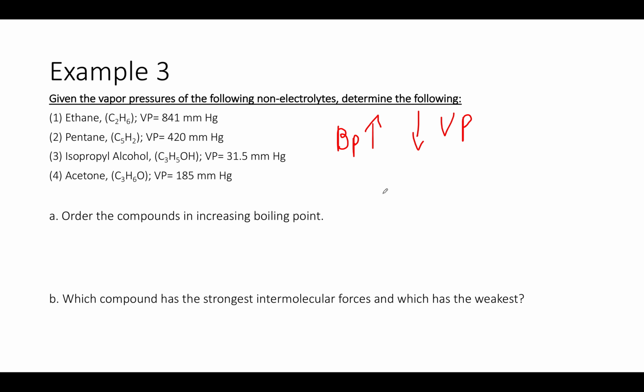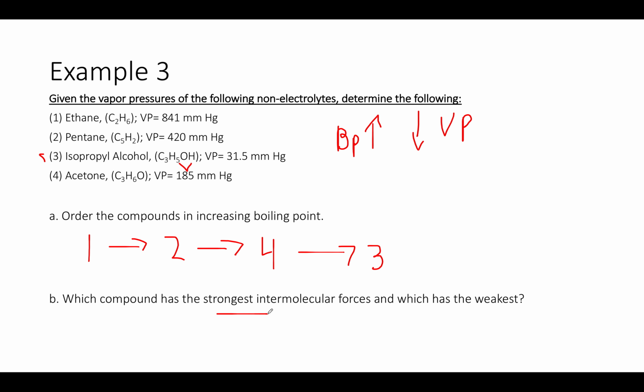So the lowest vapor pressure here is isopropyl alcohol. So this will have the highest boiling point. So if I'm ordering them accordingly to that, the lowest boiling point would be ethane, which is number 1. Next would be pentane, number 2. Next would be acetone, number 3. And finally, the highest boiling point would be isopropyl alcohol, number 4. Also notice intermolecular force strength-wise, here you have a hydrogen bond, a pretty strong hydrogen bond. So that would make sense that it has the highest boiling point.